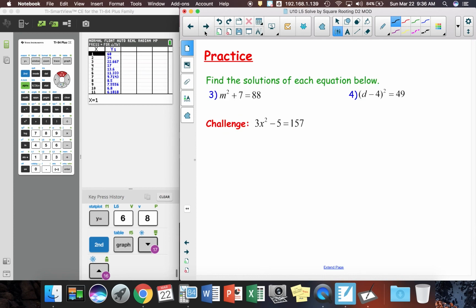Alright. Now, we have 2 more problems here, and then a challenge. So your task for this lesson, you had 4 problems plus 2 challenge problems. We would like to see that you attempt all of these problems. Once you're done, take a picture of it, upload it to Google Classroom, and under the assignment that we assigned for you.